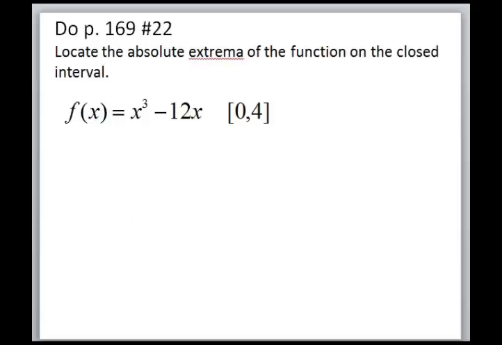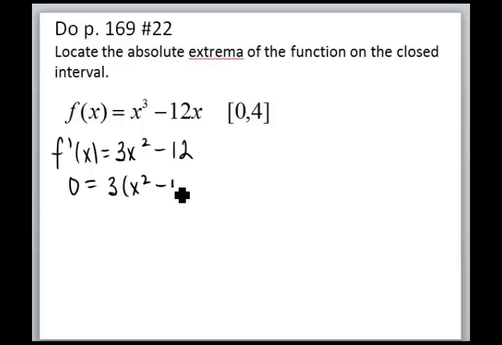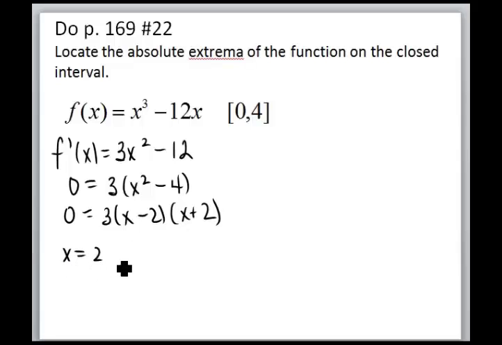The next example says locate the absolute extrema, so I'm only concerned with the absolute extrema on the function. And it is a closed interval. So I'm going to go ahead and start out by taking the derivative, so I can determine where it equals 0 or where it does not exist. Let's go ahead and take out a 3. And then let's factor that a little bit further: x minus 2, x plus 2. So what does that mean? Well, it means at x equals 2 and x equals negative 2, those are critical numbers.